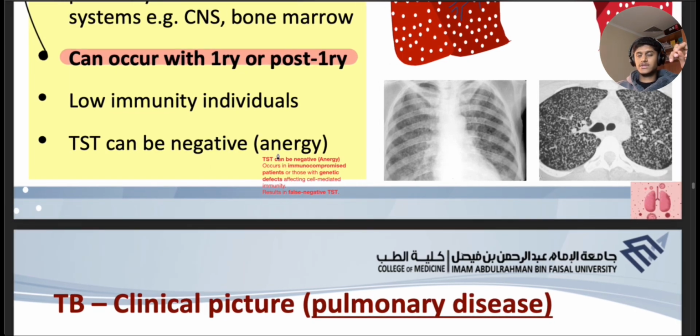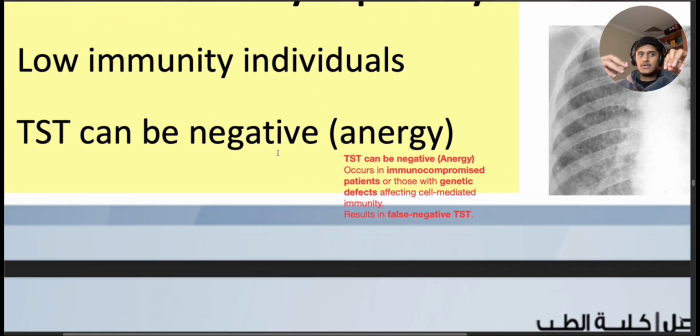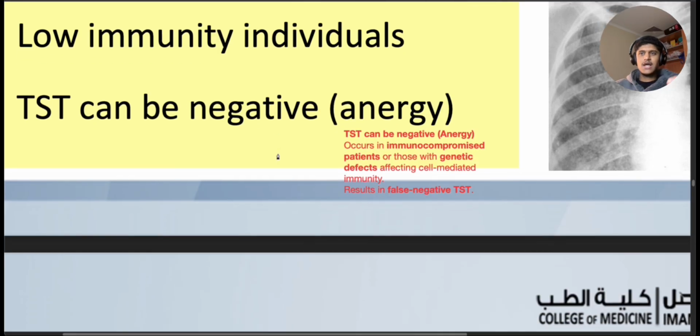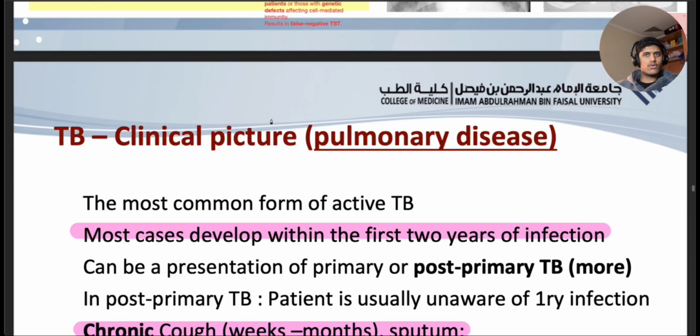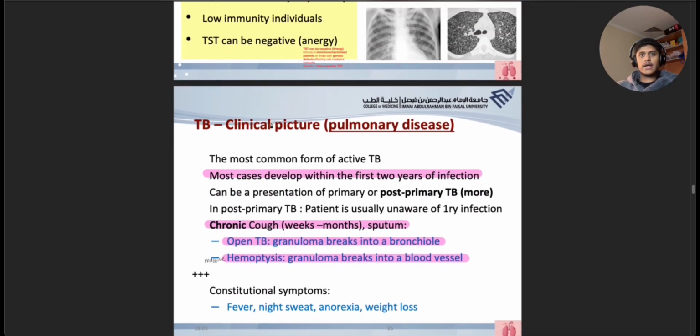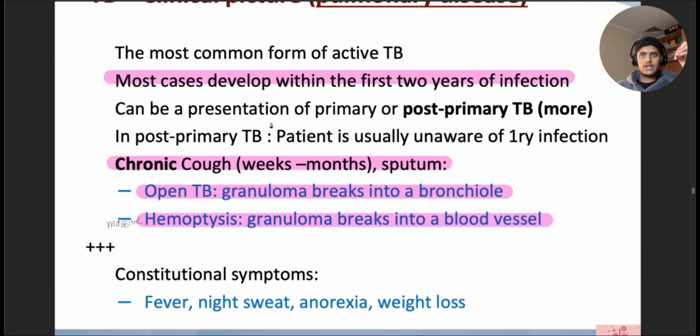And the most interesting thing is that the TST test can be negative, and it is because of anergy. It occurs mostly in immunocompromised people and people who have some genetic defects or mutations affecting cell-mediated immunity, which will cause a false negative. That's why a clinical picture must be in hand.